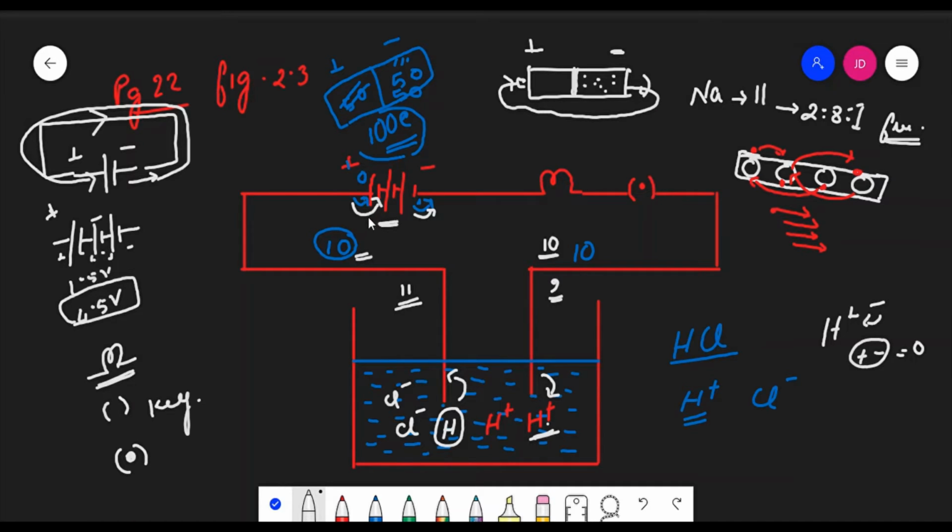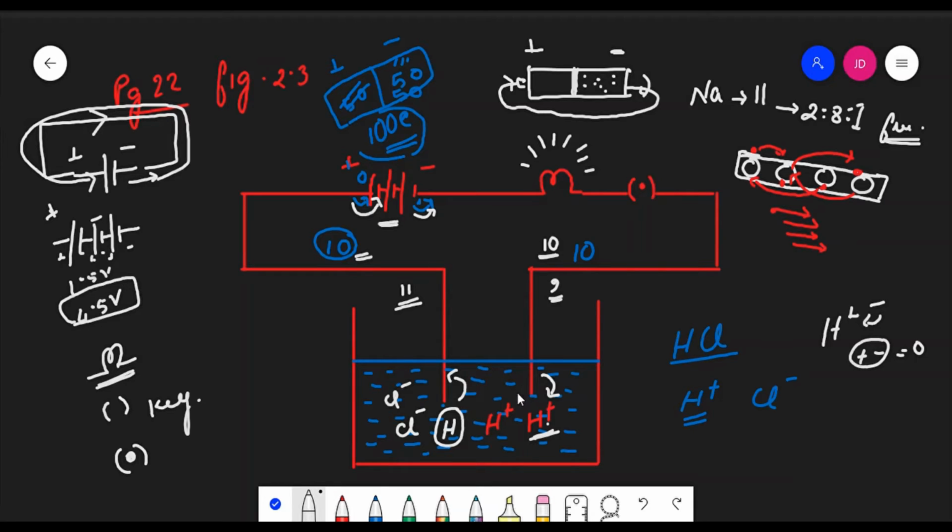So now what we find is that electrons are moving from the minus to the wire, from the wire to the ions, from the ions back to the wire, and from the wire to the positive. Now the whole circuit will allow electricity to pass. Did you get it? And when electricity is passing, this bulb will light up. Otherwise this bulb was not lighting. So what we can see here is that when we put some acid, it will conduct electricity.